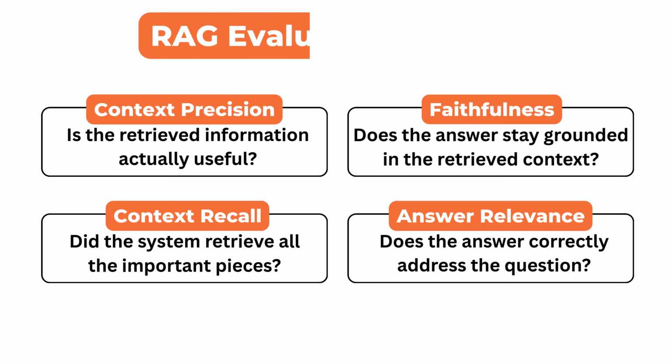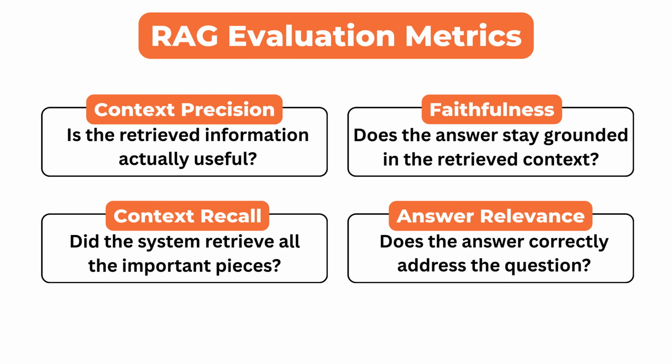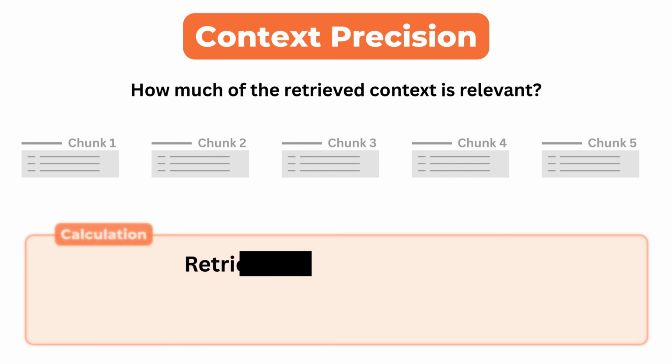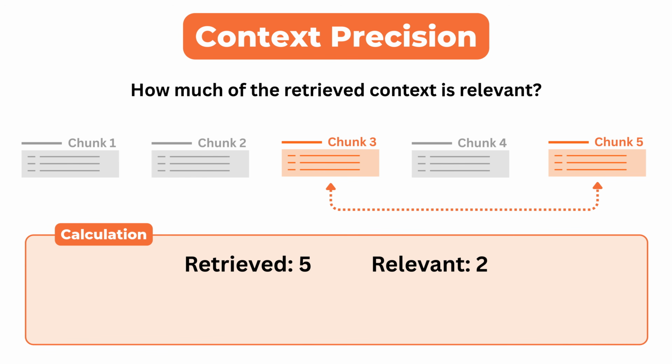This brings us to the metrics that are used specifically for evaluating RAG systems. The first metric here is context precision. Context precision measures how much of the retrieved context is actually relevant to the question. If the system retrieves 5 chunks and only 2 of them are useful, the precision is 2 out of 5. A higher precision means the retriever brought in less noise.